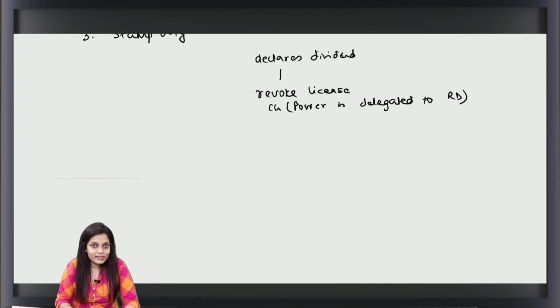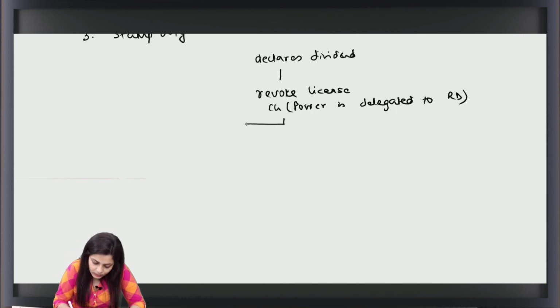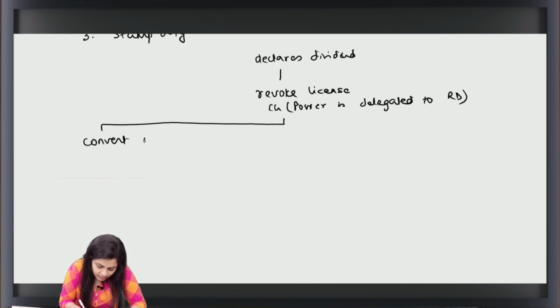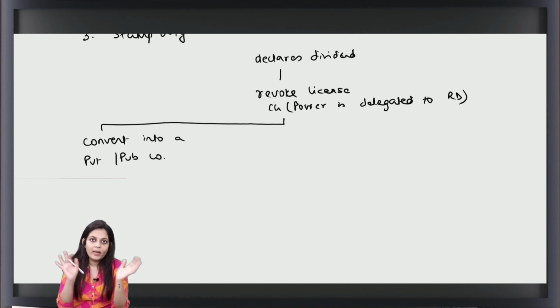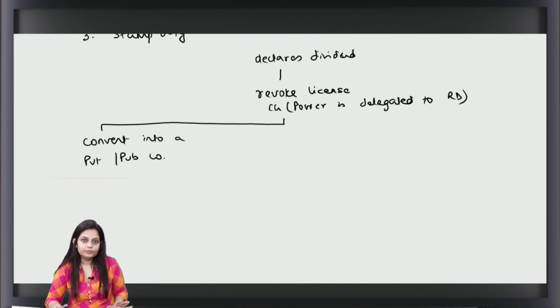Now when this license is revoked, three things can happen. What are the three things? First, it must convert into a private or a public company. So when it breaches the objects, or the license is given under some special conditions and the conditions are breached, in that case the license will be revoked. And if the license is revoked, this company has to convert into a private or a public company. Once it converts, it has to make an application to the ROC that now it is a normal private or public company, and the ROC will make the same notes in its registers.